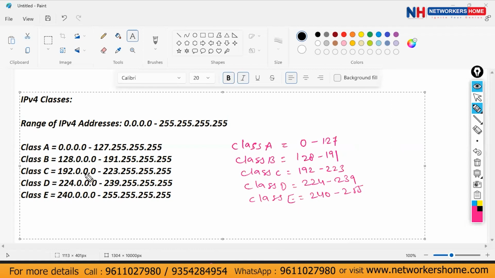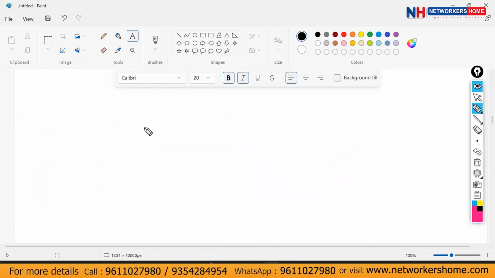And in the first octet, how many bits are there? 8 bits. Now check, in the first octet, how many bits? 8 bits. So I'm going to write 8 places: 1, 2, 3, 4, 5, 6, 7, and 8. These are the 8 bits of my first octet.